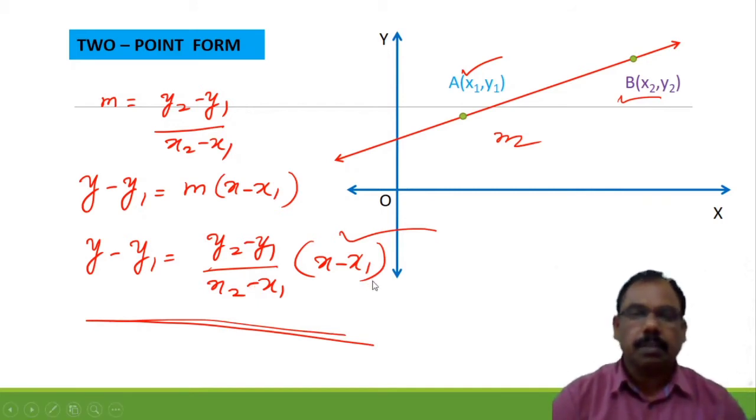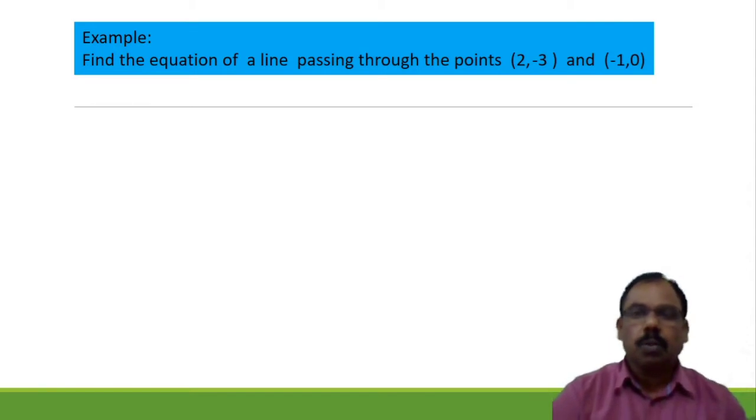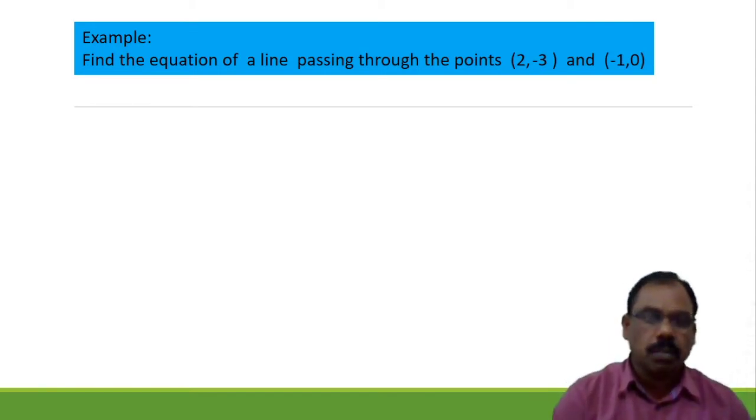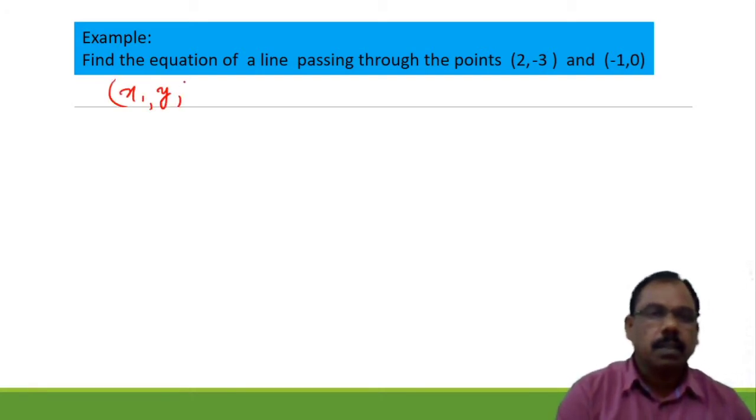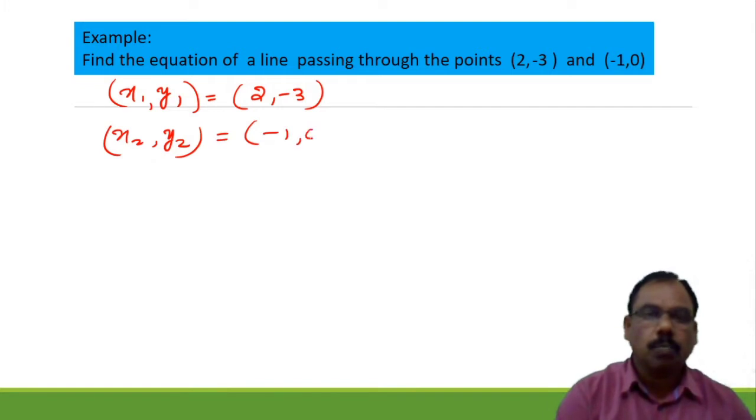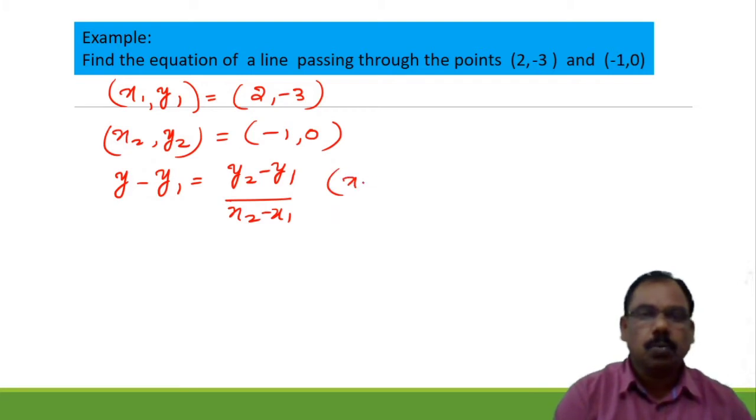Let us see an example. Equation of a line passing through the points (2, -3) and (-1, 0). Here (x1, y1) is the first point, say (2, -3), and (x2, y2), that is the second point, is equal to (-1, 0). We know that y minus y1 is equal to (y2 minus y1) divided by (x2 minus x1) into (x minus x1), that is y minus y1 in this case, that is minus -3.